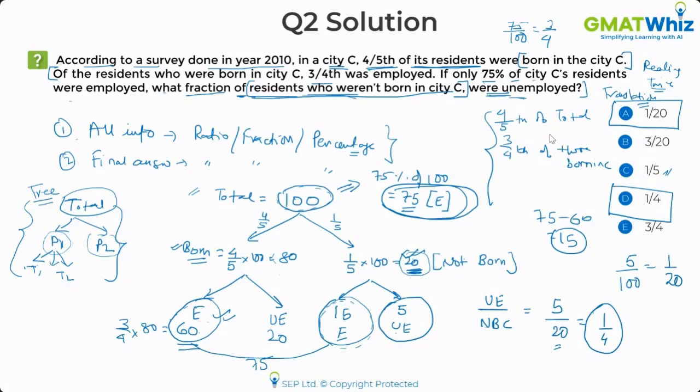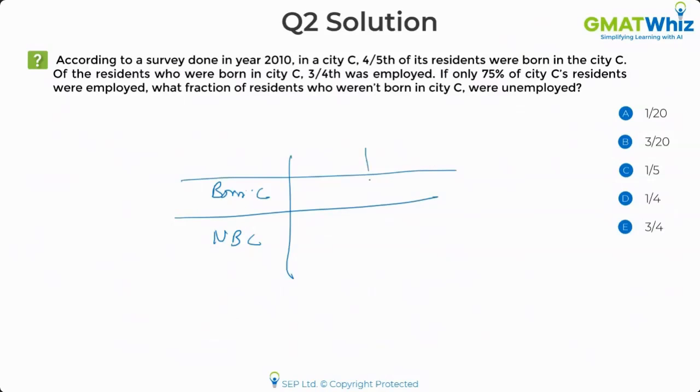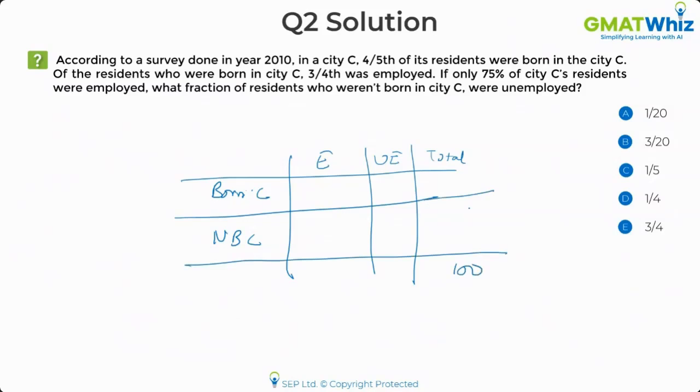Indresh is asking, can we do a matrix? I won't be solving it, but yes, you can do it in a matrix. You have to do it like this: born in City C, not born in City C. You can draw a structure like this: employed, unemployed, and total. So a tree structure or a matrix is perfectly fine here. So yes, Indresh, to answer your question, if you want to use a matrix like this to solve the question, you can. You have to write 100 here as the total, and then on the basis of whatever information is given, you can move ahead and solve the question. I hope that answers your query, Indresh.